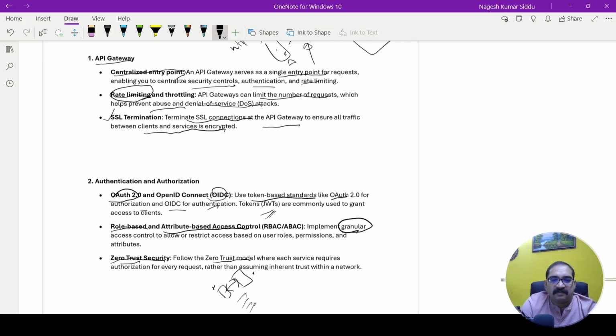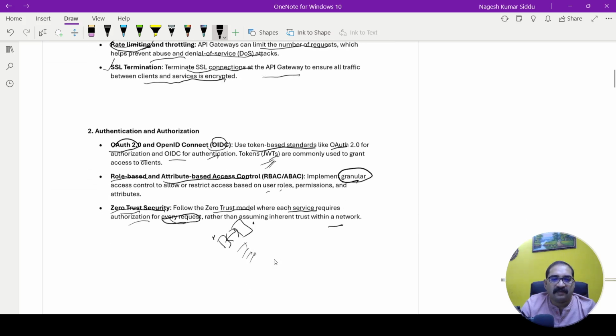Follow the zero trust model, whereas each service requires authorization for every request. This is important, rather than assuming inherent trust within a network. So for authentication and authorization, we can follow JWT tokens, role based access and attribute based access, and then validating and authorizing each of the requests with zero trust security.